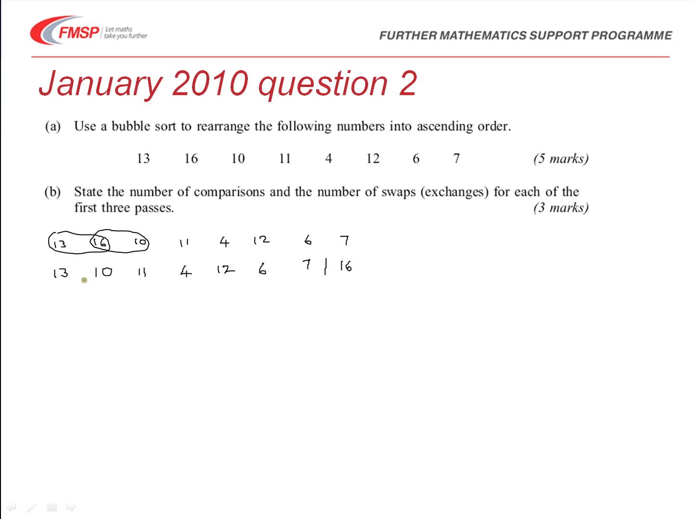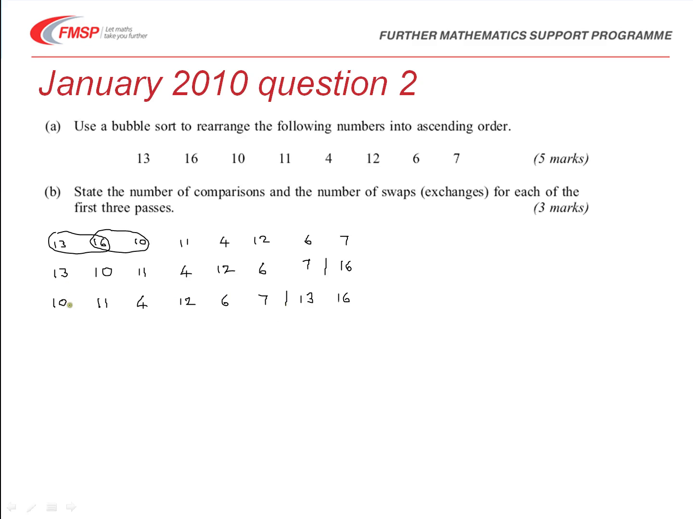So we compare the 13 with the 10, so the 10 and the 13 swap places. Then we compare the 13 with the 11, and so the 11 and the 13 swap. Then the 13 with the 4, and the 4 swaps. And the 13 with the 12, and the 12 swaps. And then the 13 with the 6, so the 6 swaps, and the 13 with the 7, so the 7 swaps, and then that's the point at which you can stop, because you now know the 13 is next to the 16. So now we know that the bottom two numbers are in the right place.